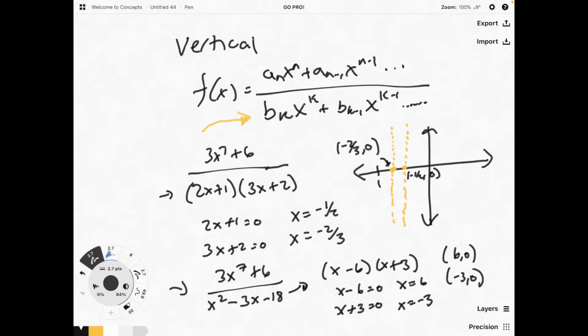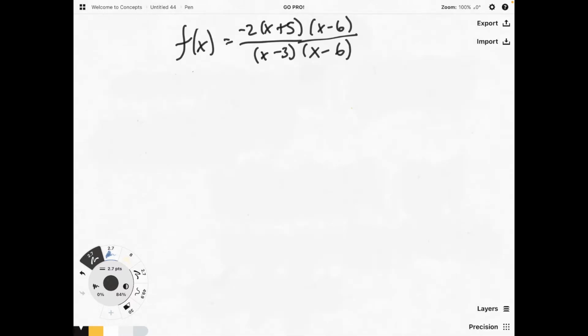Okay, now that we understand some rules for asymptotes, both vertical and horizontal, let's look at a few examples that will combine the two. All right, looking at this problem, we have the function f of x equals negative 2 multiplied by x plus 5 multiplied by x minus 6, and we're dividing by x minus 3 multiplied by x minus 6. And the question asks us to find any vertical asymptotes, horizontal asymptotes, or any holes that exist.